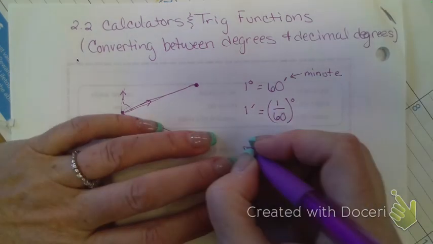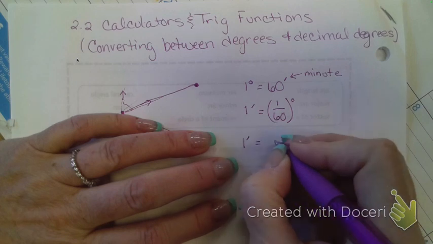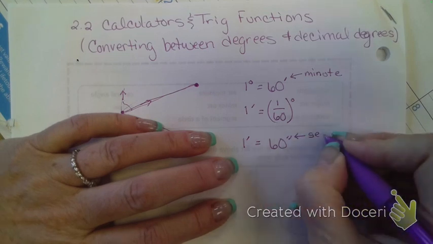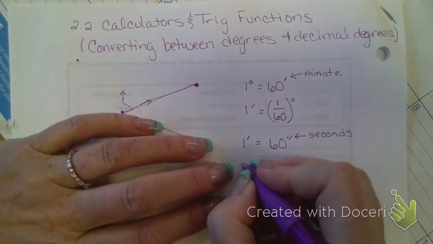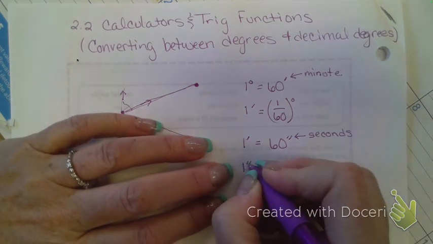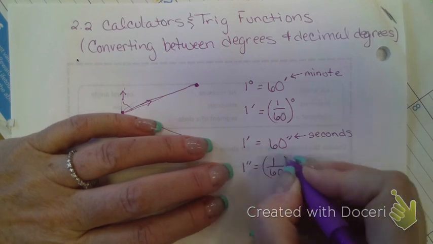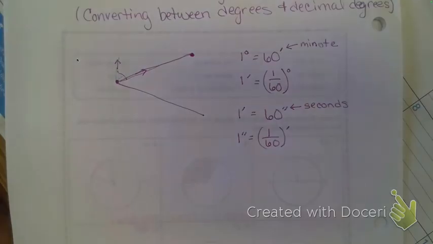So 1 minute is how many seconds? 60. So 1 second is 1/60th of a minute. So your magic number is 60. You're either multiplying by 60 or dividing by 60.